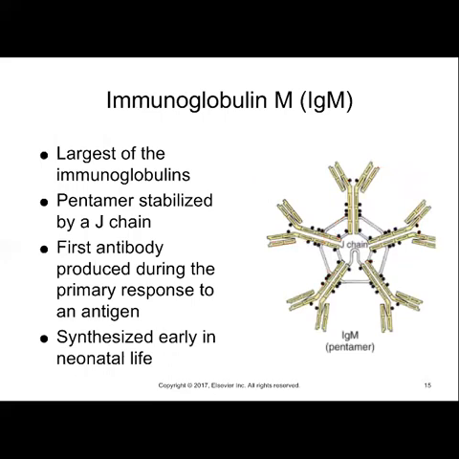IgM molecules are the largest, and what they do is they serve as a pentamer, also stabilized by a J chain, slightly different, but pentamer meaning 5 identical IgM molecules bonded to each other.